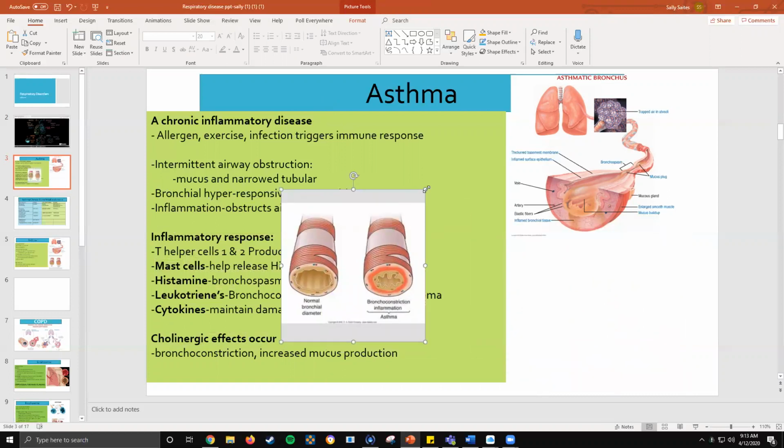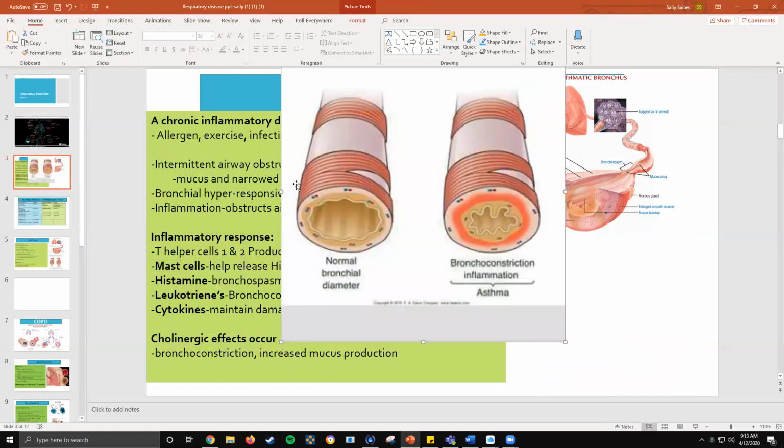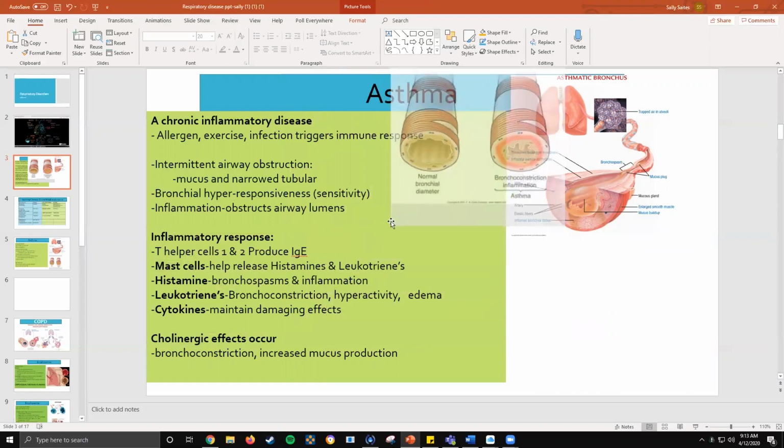So let me just make this a little bit larger. This is our normal bronchial tubule. So our tubule narrows with the inflammation, and as you can see, the diameter here would be much more difficult to breathe through. Plus in here we have our mucus secretions. Over time, that inflammatory process can cause this wall to become thickened with repeat exposures, making the asthma attacks even worse each time.